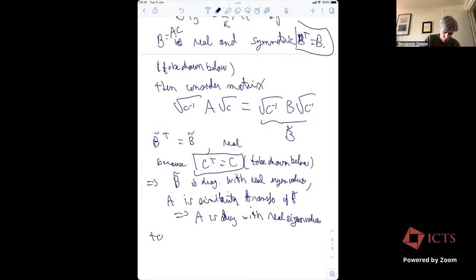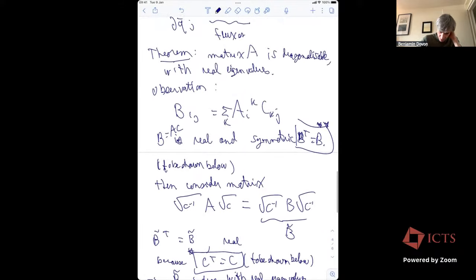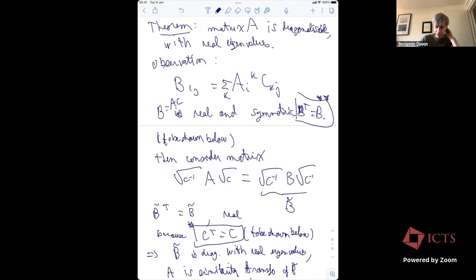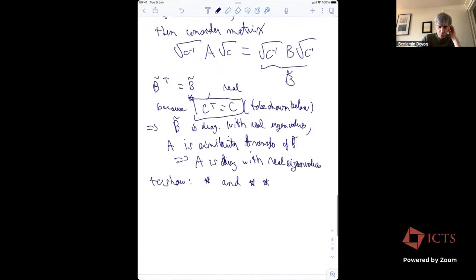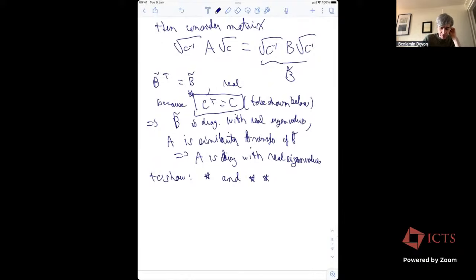So to show: this is star, and this is double star. These are the two properties to be shown. Once I have that, I have everything. Okay? Then I have the theorem that matrix A is diagonalizable with real eigenvalues. How do I show these things? It's not too bad. For the first one, it's relatively simple.